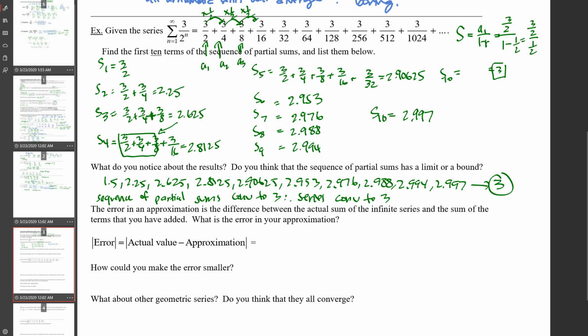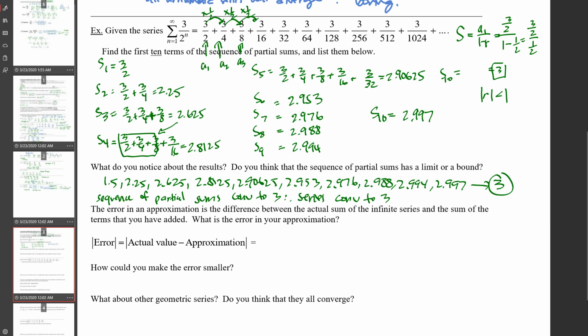If you remember though, in pre-calc, this only worked if the absolute value of r was less than 1. That's the only time that this formula worked. All right, question. The error in your approximation is the difference between the actual sum of the infinite series and the sum of the terms that you added. What is the error in this approximation?